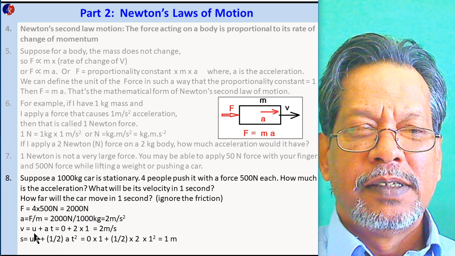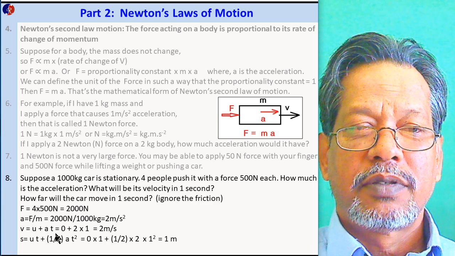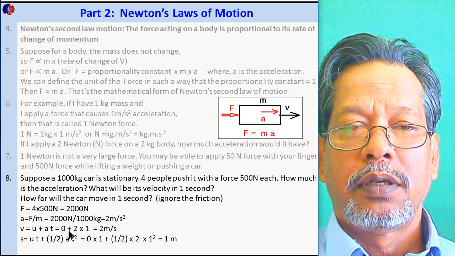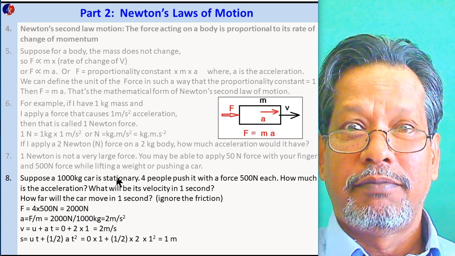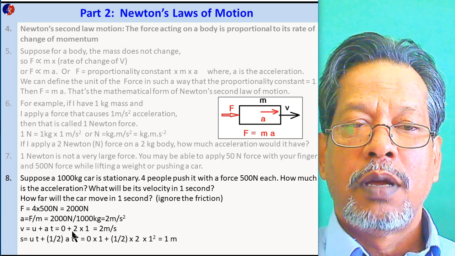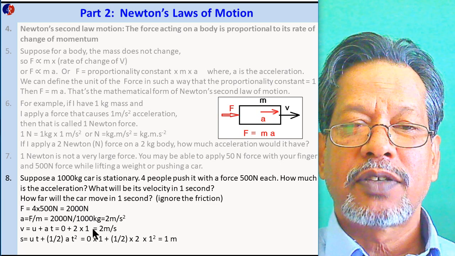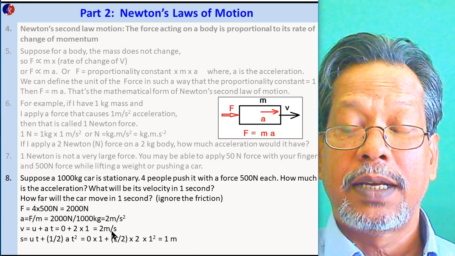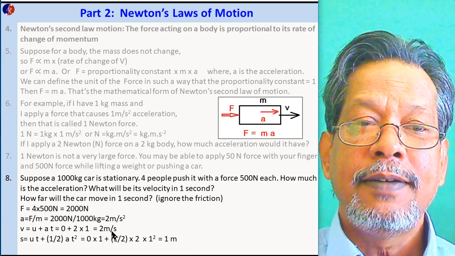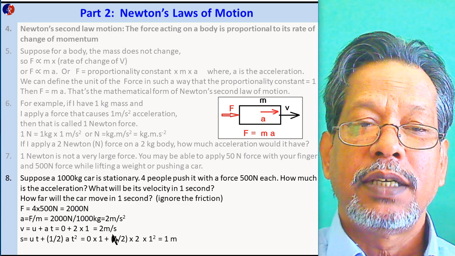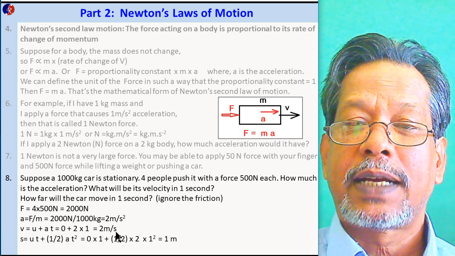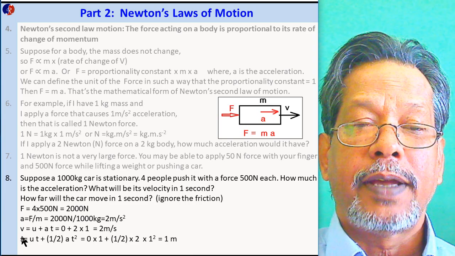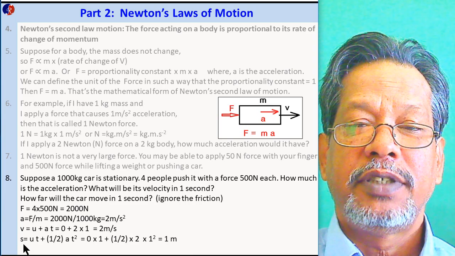That's how it is. v equals u plus a times time. Initial velocity was 0, stationary, 0 velocity. Plus acceleration we just calculated, 2 times 1, 2 meters per second. After 1 second, its velocity is going to be 2 meters per second, if 4 people continue to push. Okay, how much distance would it have traveled in 1 second?